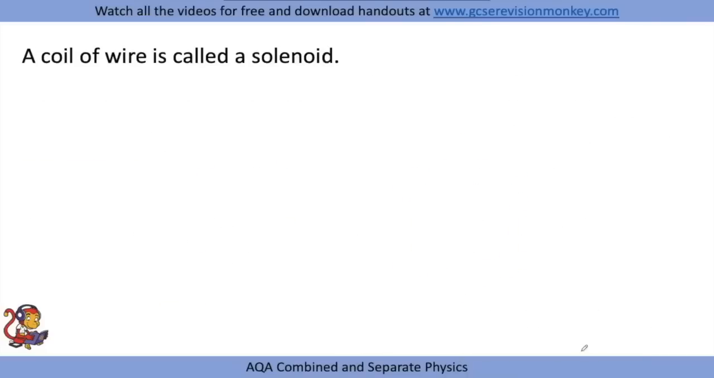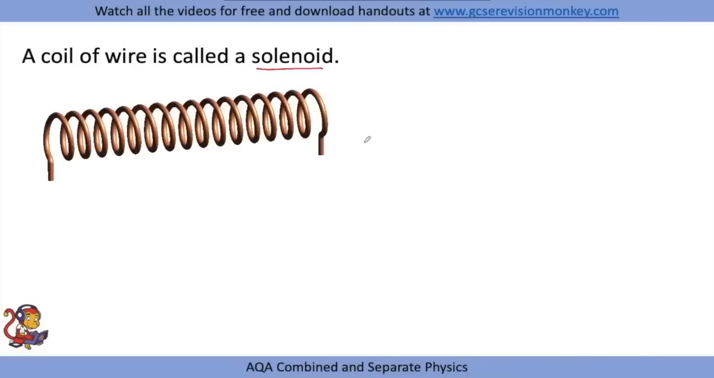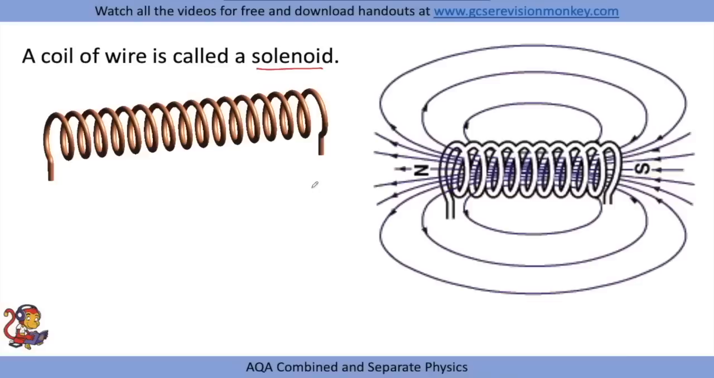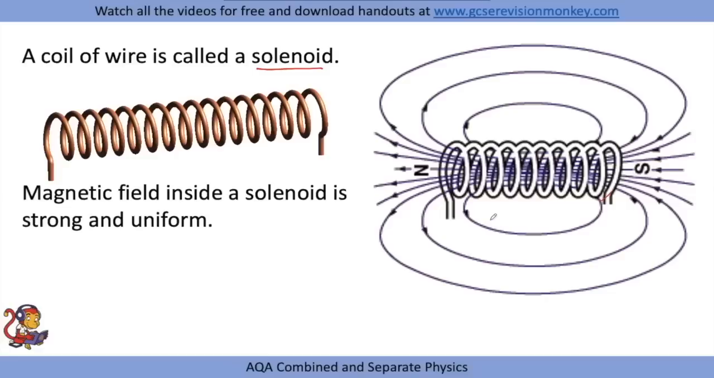A coil of wire is called a solenoid, so this would be a solenoid, and a solenoid, if it has a current flowing through it, will produce a magnetic field. So very similar to the bar magnet, you've got your north and your south, and the field lines always go from north to south. The magnetic field inside a solenoid is strong and uniform. You can see that by the straight lines of the field lines inside. They're really close together, so the magnetic field is strong and uniform because there are straight field lines going through.